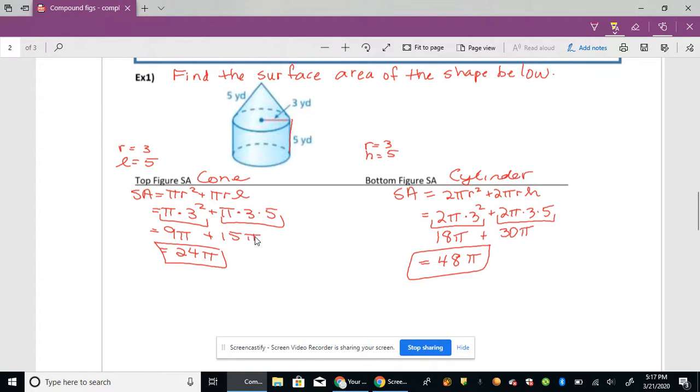We're going to add the 9 pi and the 15 pi together. So it's kind of like if you add 9x and 15x. You just bring the variable or the pi along. So my total of the top is 24 pi.